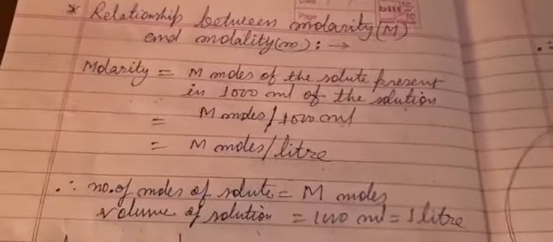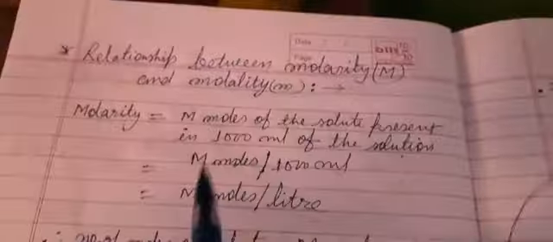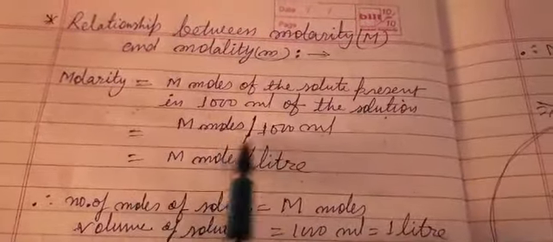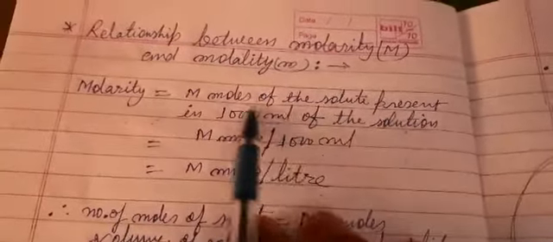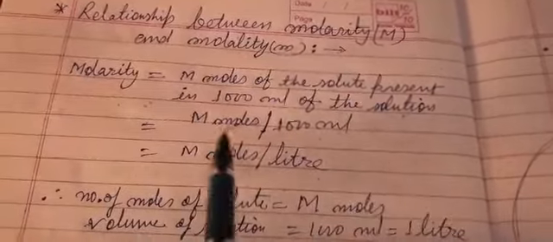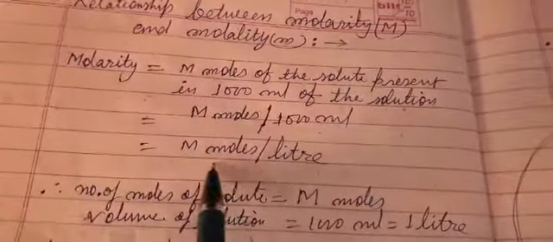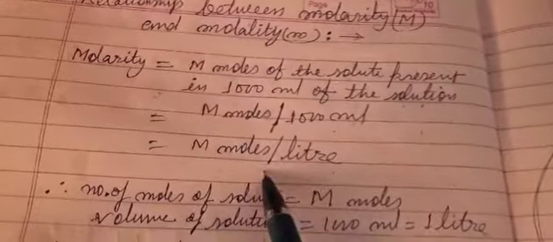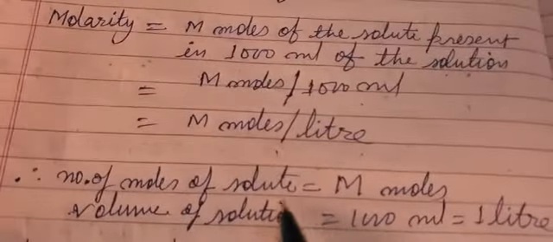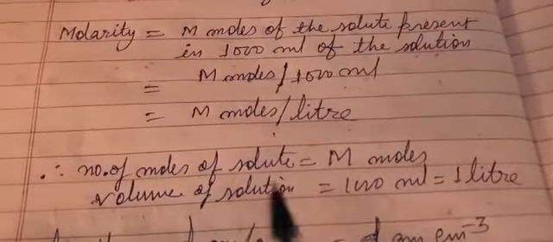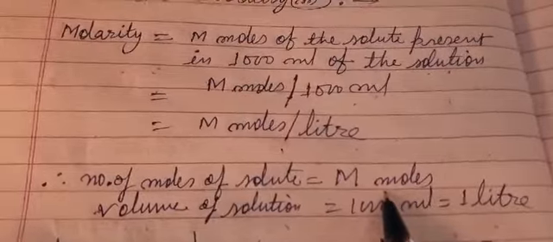Here earlier a lot of calculation has been made, so we will make less calculation now. So what we have got, molarity. Molarity is M moles per 1000 ml, M moles of the solute present in 1000 ml of the solution. That can be expressed as M moles per 1000 ml or M mole per liter. With this expression, we have got the number of moles of the solute, which is M moles.